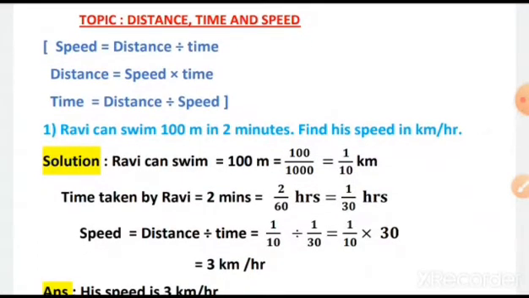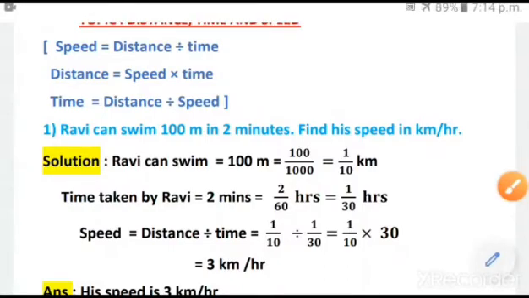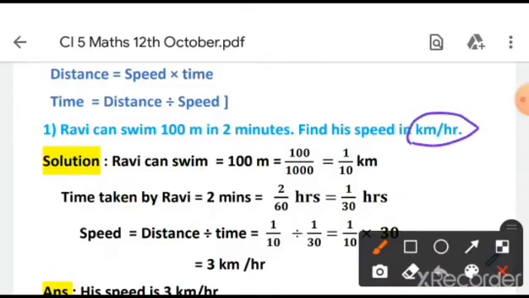Ravi can swim 100 meters in 2 minutes. Find his speed in kilometer per hour. So students, we will have to calculate the speed in kilometer per hour. Be careful about the unit. But we find here the distance is given in meter, that is 100 meter. So we need to convert the distance from meters to kilometers.